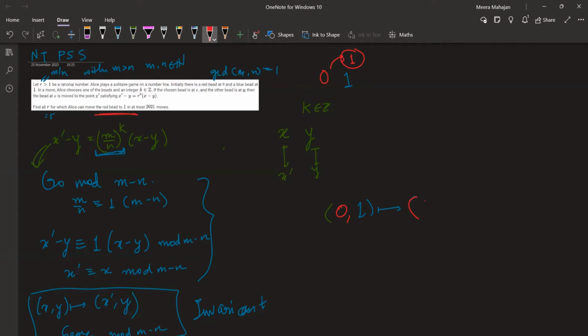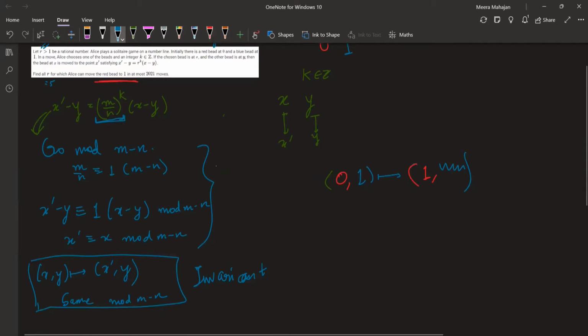X prime comma 1. The red bead would be at 1 and the blue bead would be at something, right? Alice can move the red bead to 1. Yeah, as we saw here, under any move modulo m minus n, the thing remains the same, and hence after all the moves, the thing would also remain the same, and hence you get that 1 is congruent to 0 mod m minus n, as you said.